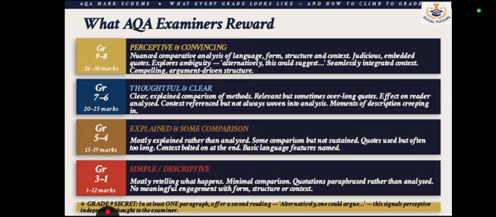Now let's move to what the examiners reward. They reward perspective and conviction. So you have to show your perspective and it must be convincing for a grade 9 to grade 8. They also reward clarity and thoughtfulness. Your writing should be clear and express thoughts. That's when you get a grade 7 to grade 6. For grade 5 to 4, when you explain and do some comparison, you get that grade. For grade 3 to 1, when you simply describe, you get that grade. So I would advise that you practice more on showing perspective, and your analysis should be convincing.